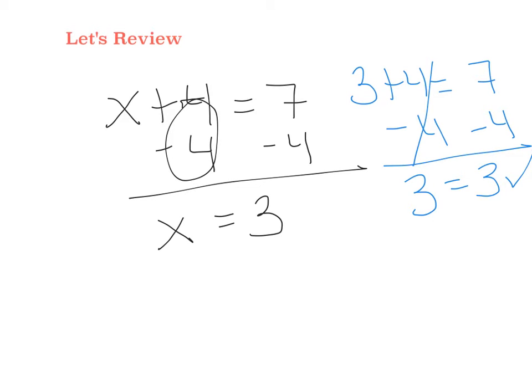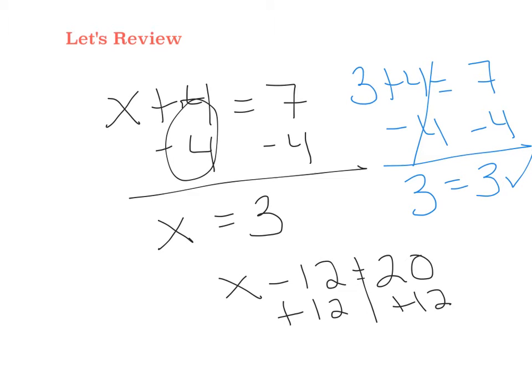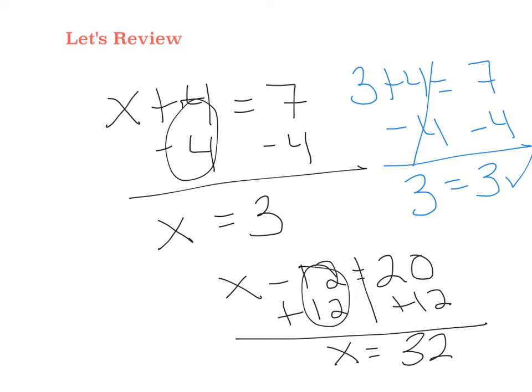So now if I had a subtraction problem, if I had x minus 12 equals 20, to get x alone, we would have to add 12 to both sides of the equation. Remember, your equal sign is that balance or wall. This becomes 0, and I have x equals 32. So if we know the inverse for adding is subtracting and the inverse for subtracting is adding, let's think about what it would be for multiplication and division.